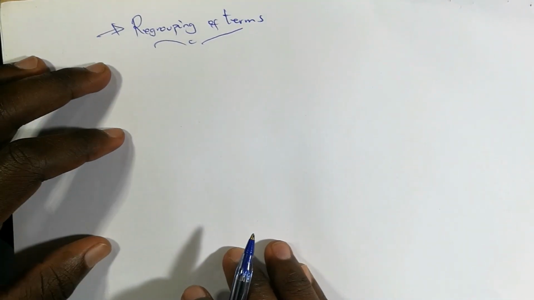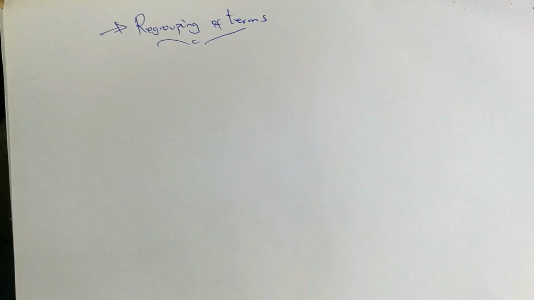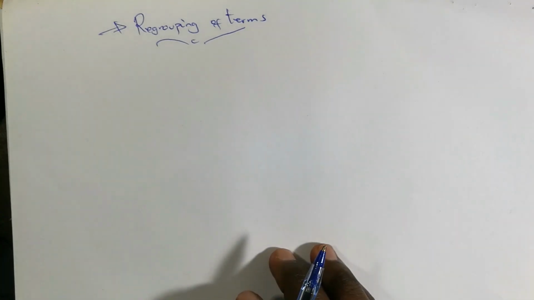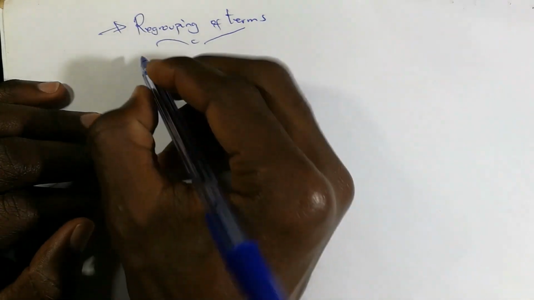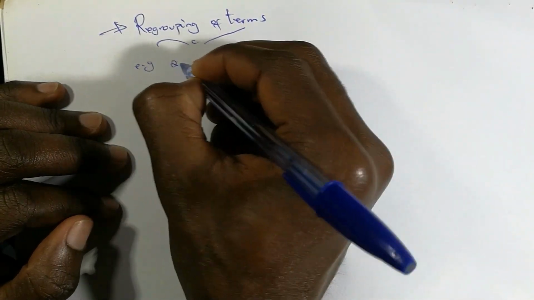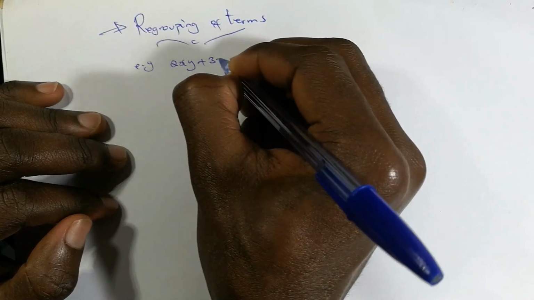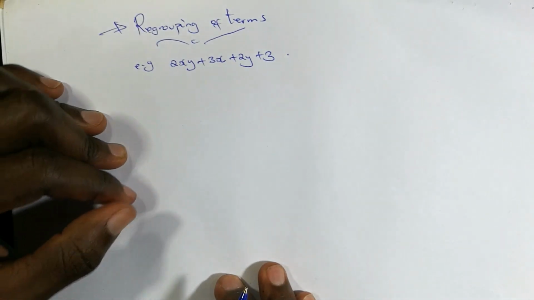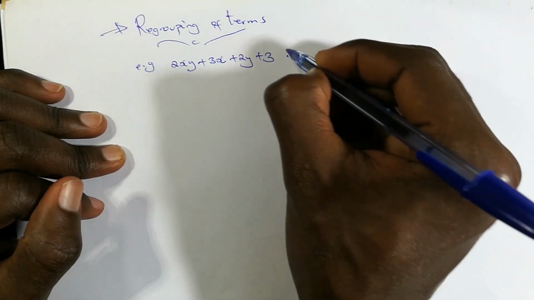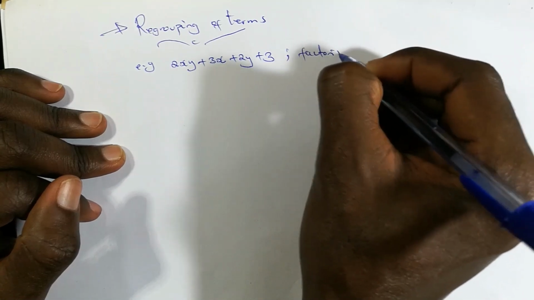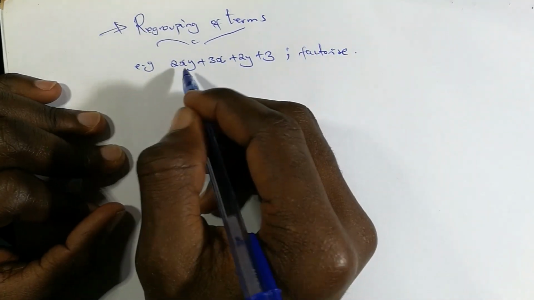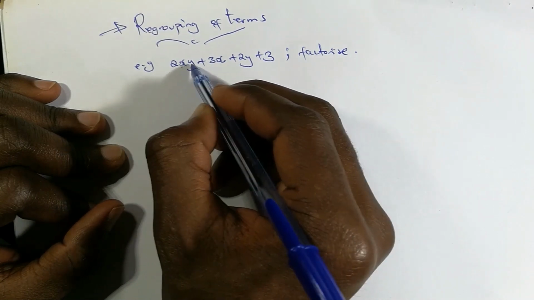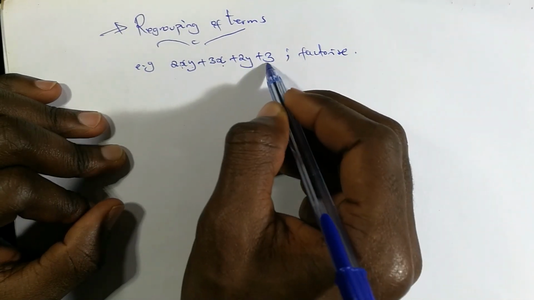Now for regrouping of terms, we will simply see what the common terms are, with the help of the common factors that we just looked at, to help us group and factorize expressions. Let us say, for example, 2xy plus 3x plus 2y plus 3, which you're told to factorize. To factorize this, we need to determine our common factors. Here we have x, y, here we have x, here we have y, we have 3.